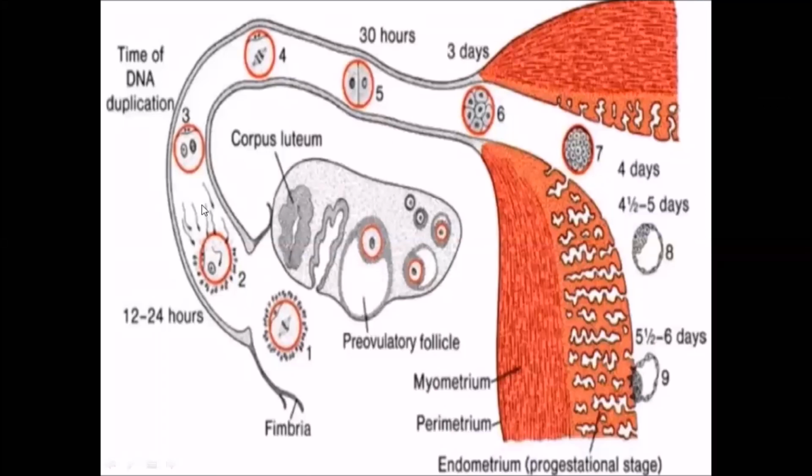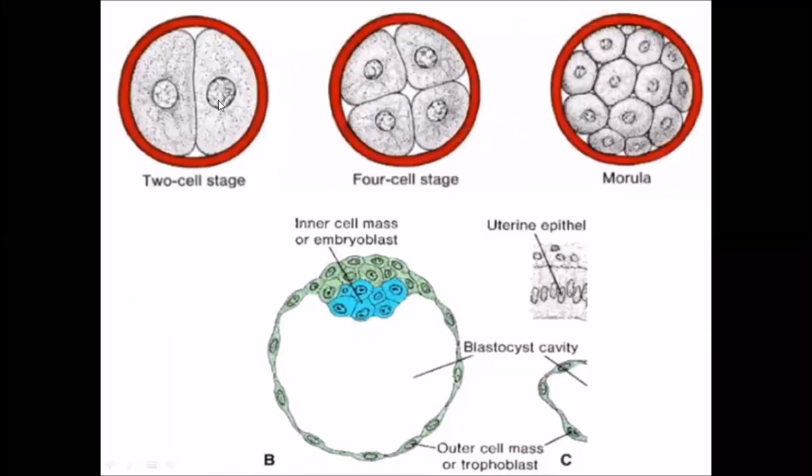And then there will be multiple sperms trying to reach the ova, and finally it gets fertilized, and then the zygote is formed through various stages, the two-cell stage, and then the morula, and then finally gets implanted in the wall of the uterus, in the endometrium. So first is the two-cell stage, and then the four-cell stage, and then the morula.